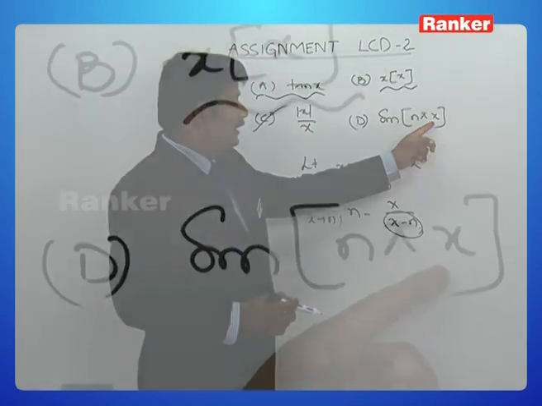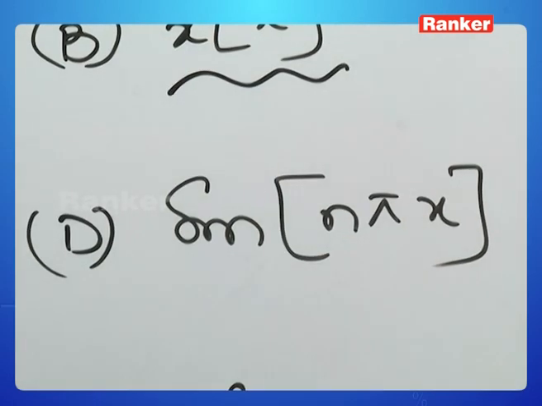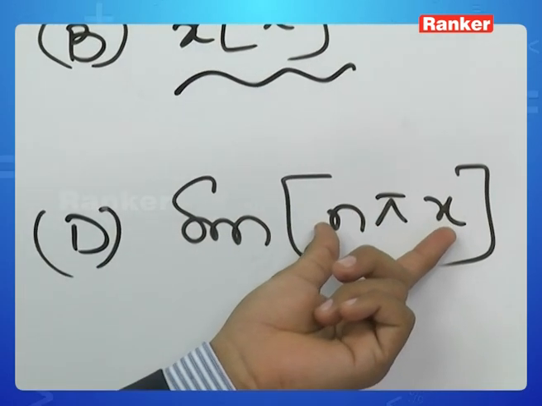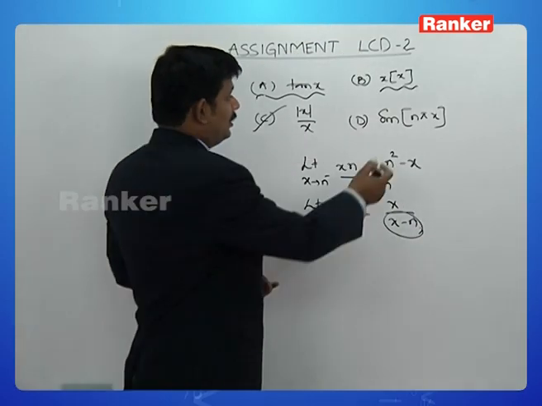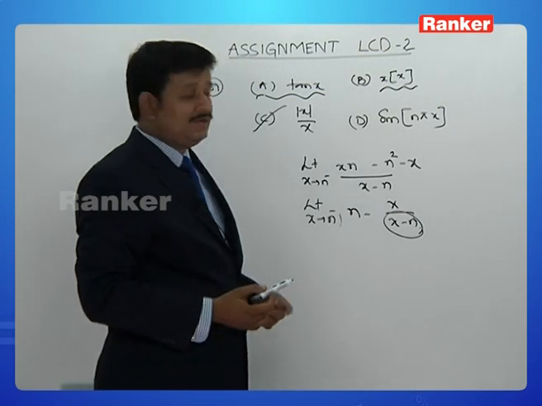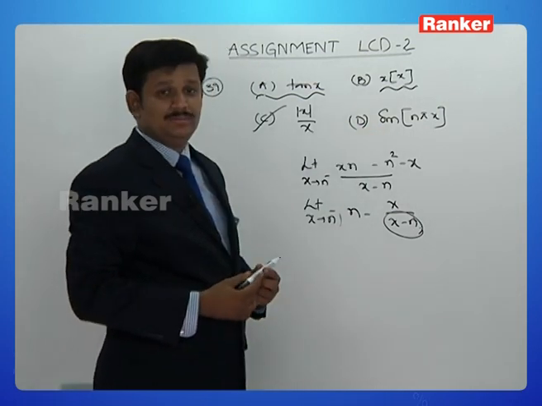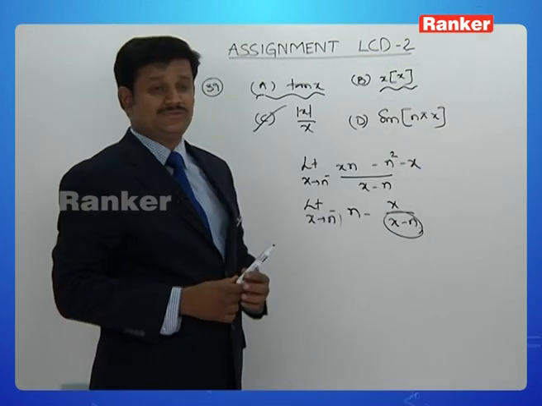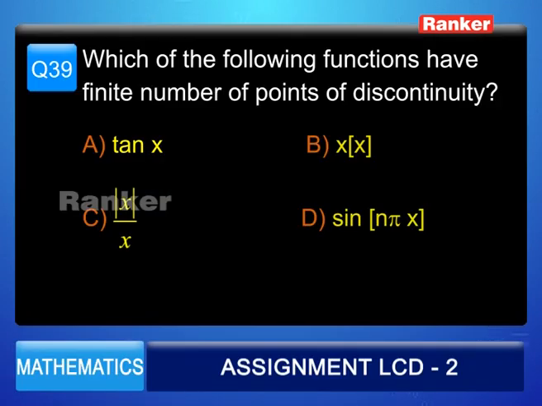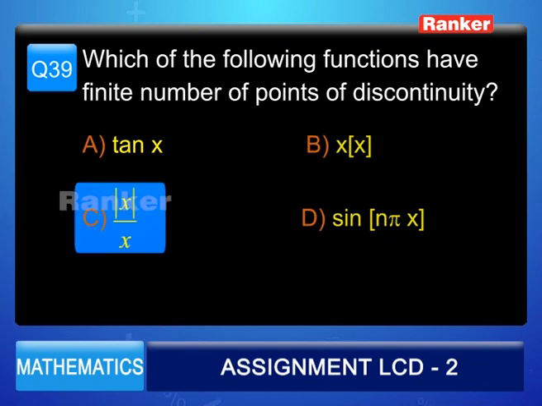Similarly, whenever n pi x is an integer, sine of integral part of n pi x will be non-differentiable. So, again we have infinitely many points of non-differentiability for the function sin of integral part of n pi x. So, only option is mod x by x, answer C.